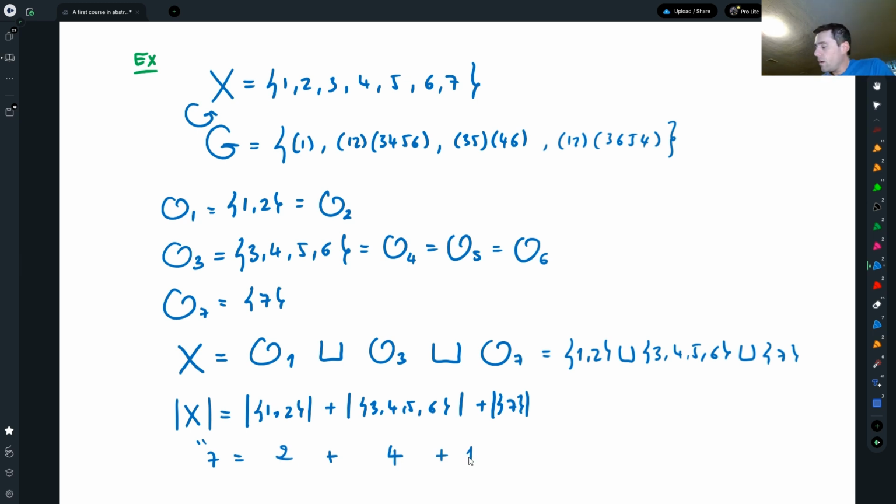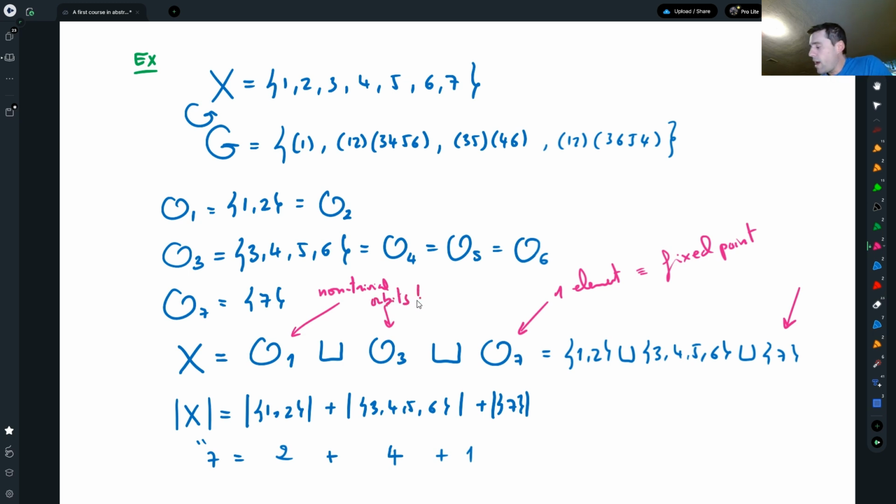One more thing to notice is that this one has one element, so we say that this is a fixed point by the action. The fixed points are going to be part of the equation. Those are orbits that have exactly one element. And those here, which have more than one element, we are going to call the non-trivial orbits.